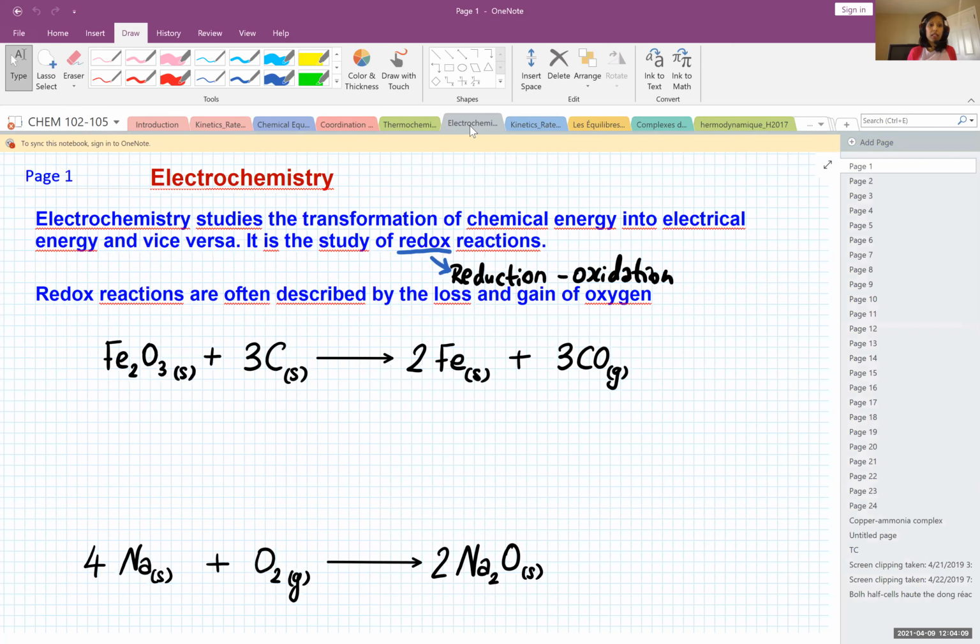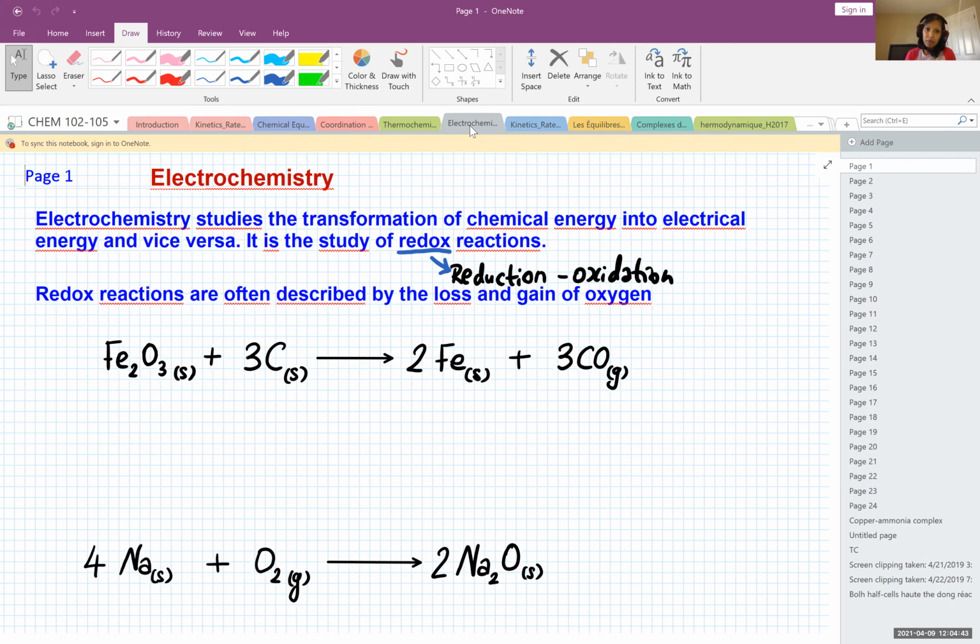Unit 5 is about electrochemistry. As it says here, we will be studying the transformation of chemical energy into electrical energy, and of course the reverse. So let me say this: spontaneous reactions, when they happen, generate electrical energy. All the energy that is stored in chemical bonds spontaneously transforms into electrical energy, which we can harvest from these reactions.